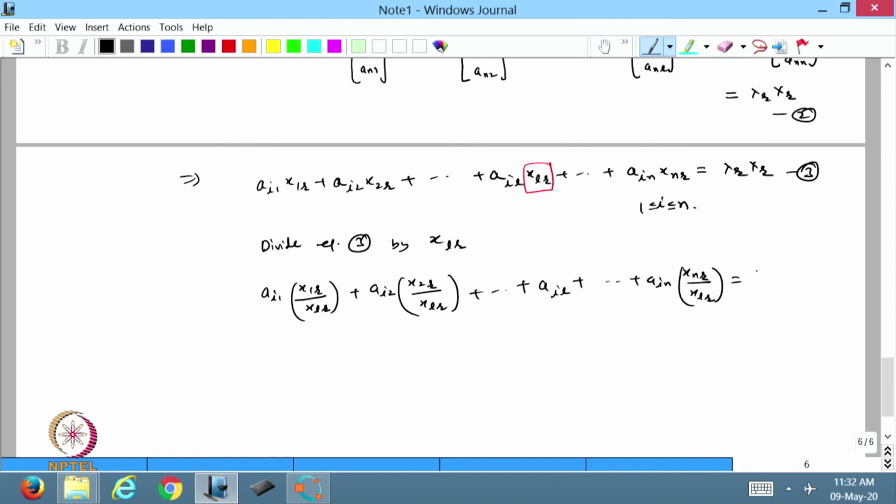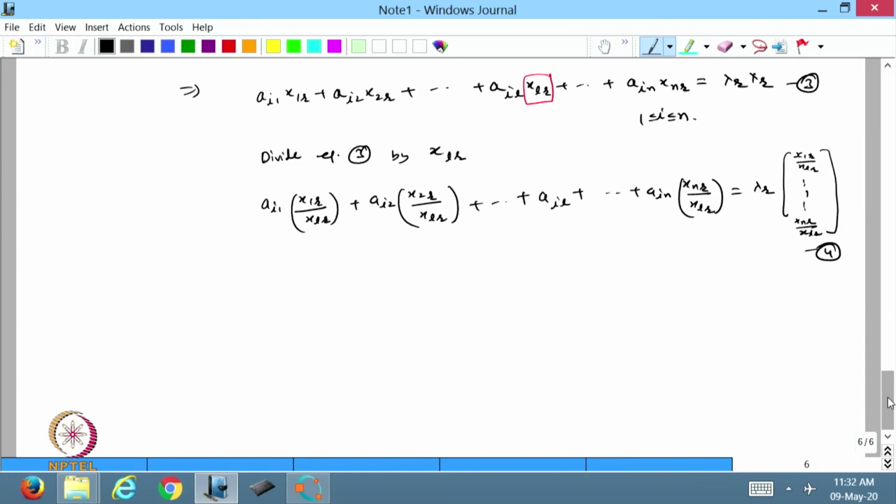and from here I will get lambda_r, and this is I am dividing by whole. So, this is again x_1^r by x_L^r, in the end I will get x_n^r over x_L^r. So, this is I am getting, that is equation number 4. And this is true for all rows. So, that is i is moving from 1 to n.